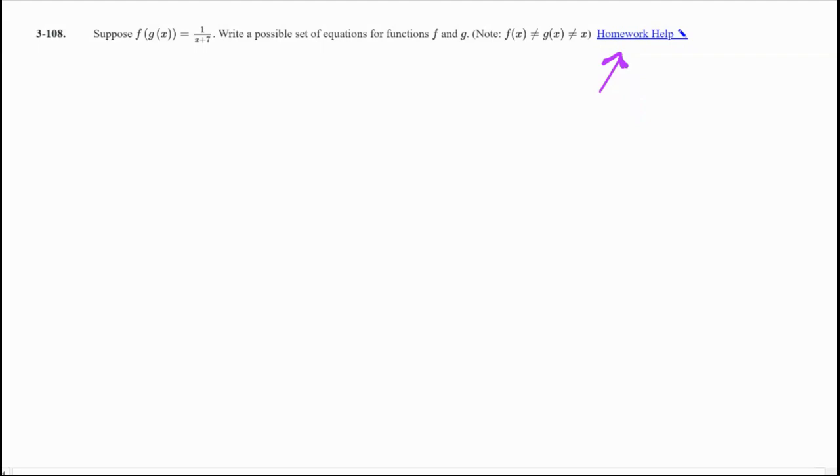Okay, so the question says, we're looking for f and g. So I want to figure out what these two equations would be so that if I were to plug in g of x into here, well, then I would get 1 over x plus 7. And so really what I should see here is that there's two different types of math happening. And if I use order of operations, I should know which one has to happen first. And just like what we know about composition is that the inside thing has to happen first.